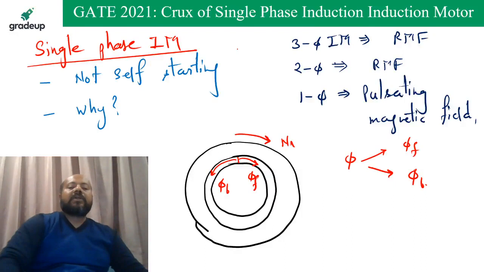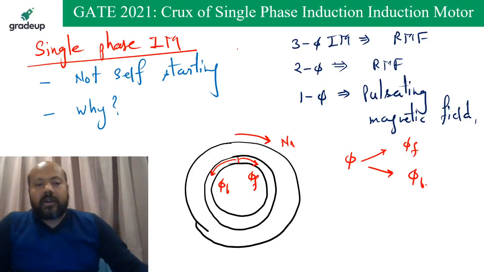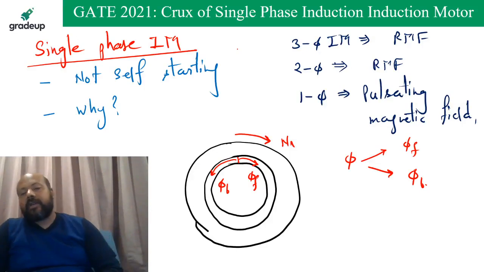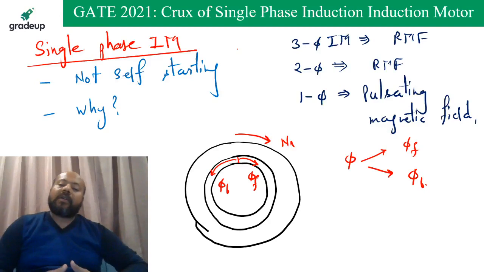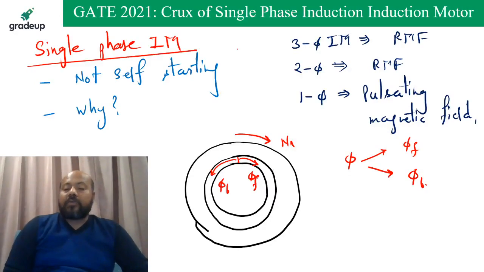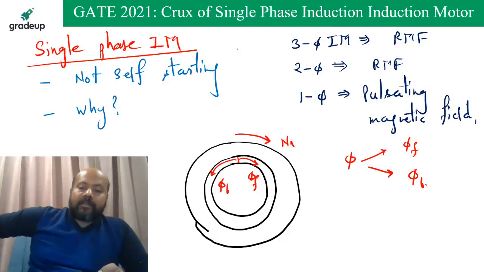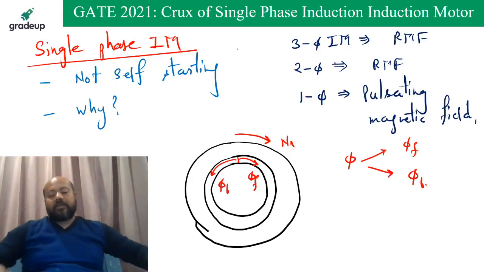Now, as I was discussing why a single phase induction motor is not self-starting, we have to understand that. We know that in a three-phase induction motor, there is a rotating magnetic field. Two-phase, again a rotating magnetic field. Single phase, it is a pulsating magnetic field. And a pulsating magnetic field can be divided into two fluxes rotating in opposite directions as per the double field revolving theory. Okay, that derivation part you can see from any standard book or notes.